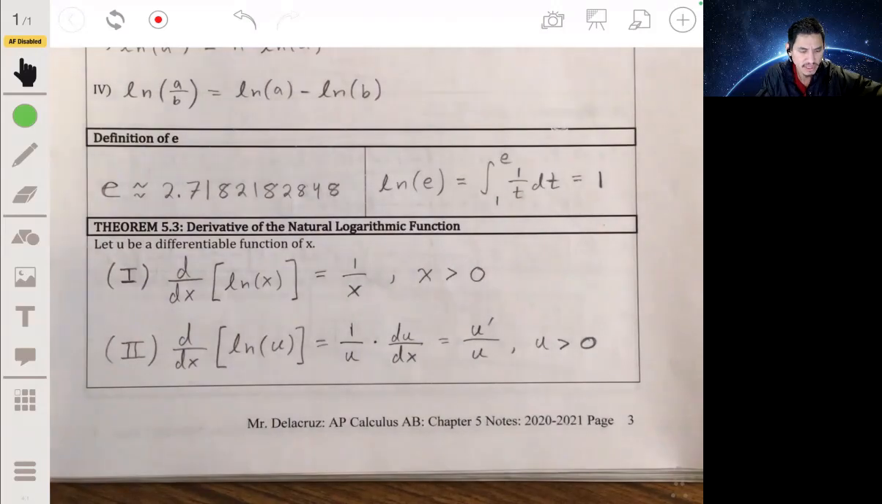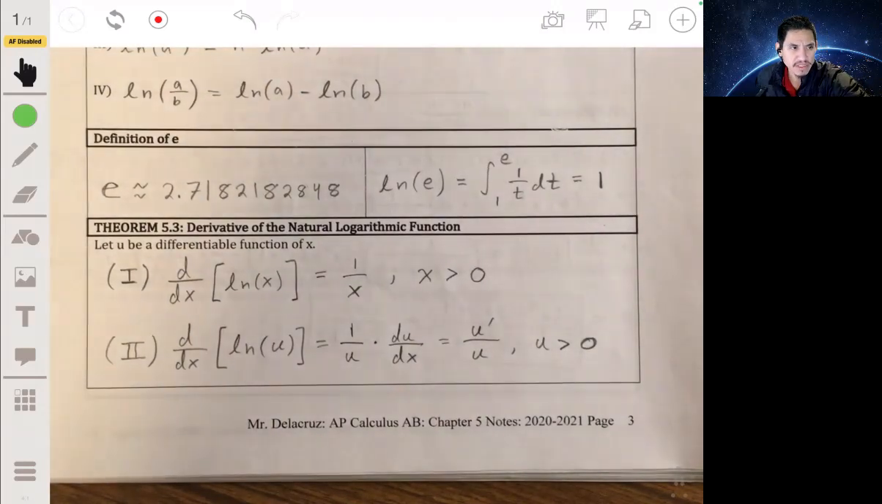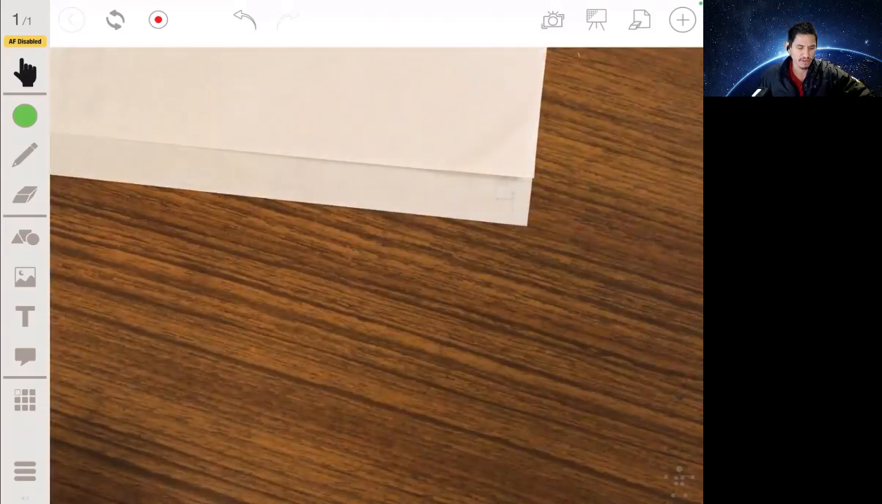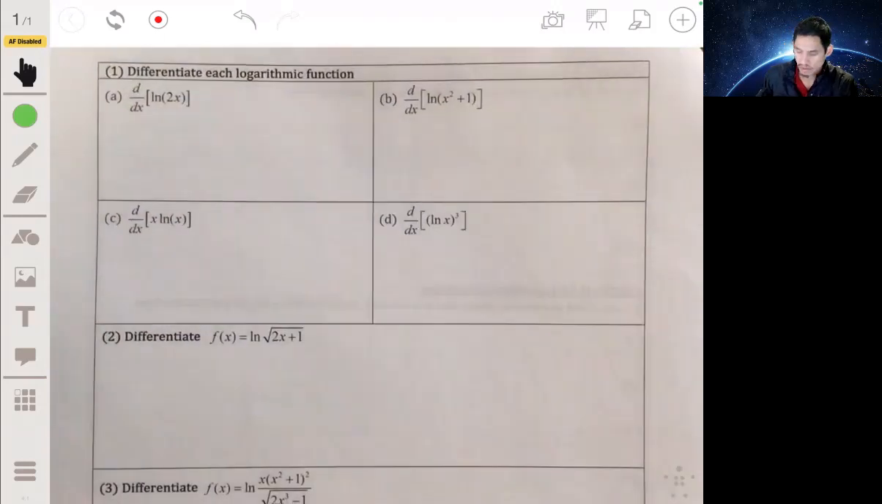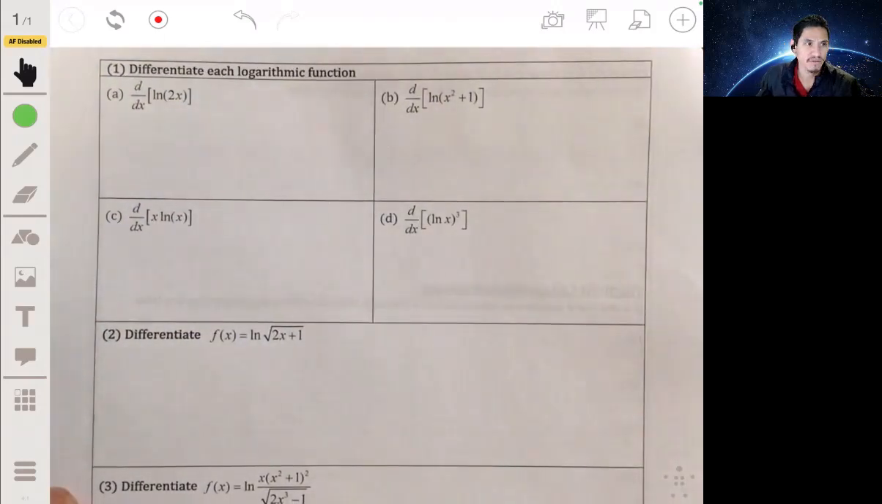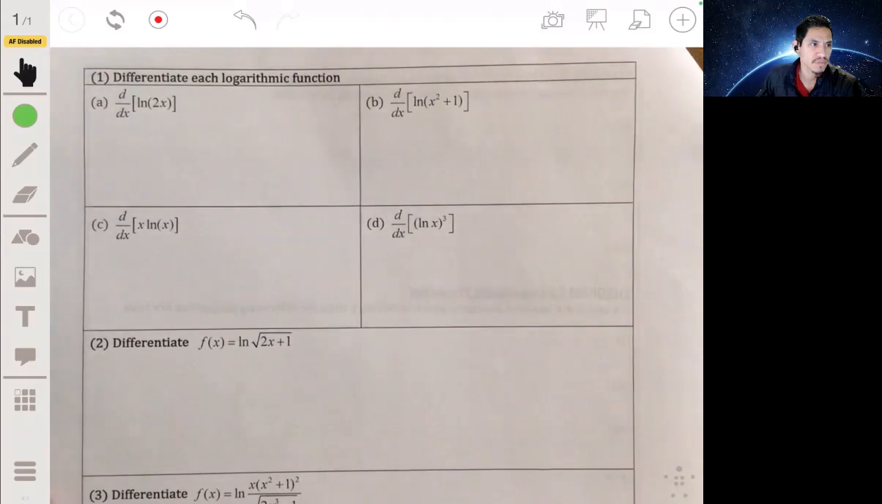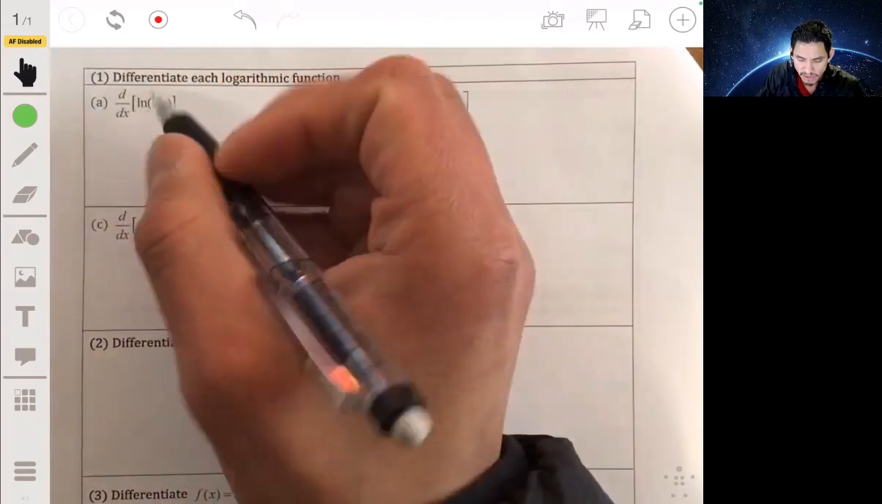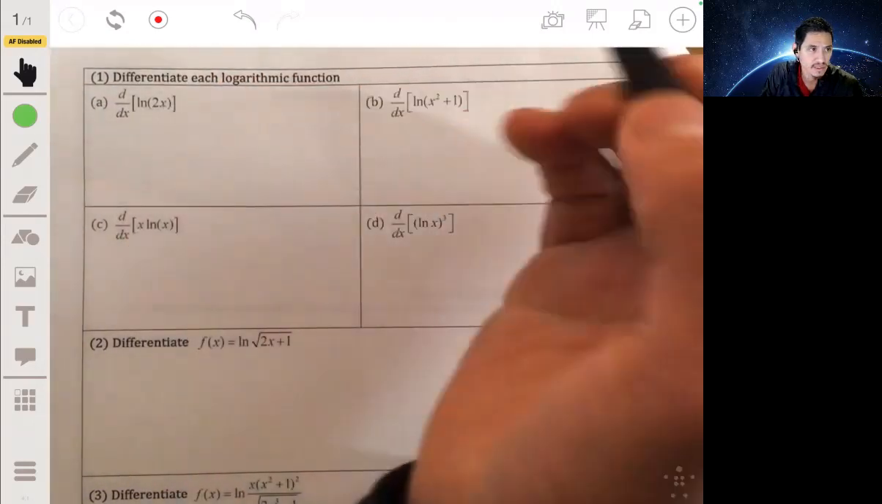But as always, I like to have you guys practice because that's the best way to get good at this stuff. So let's go through some practice problems. Okay, so we're going to differentiate each of these. So the first one we have the natural log of 2x.